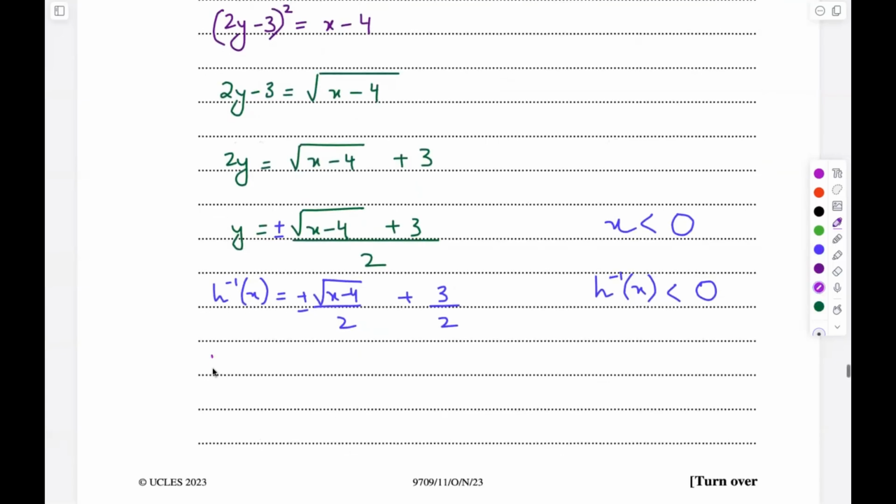So the final answer for h inverse of x will be written as 3 upon 2, and we'll take this with the negative sign so that it becomes less than 0. So the final expression for h inverse of x will be 3 upon 2 minus square root of x minus 4 upon 2.